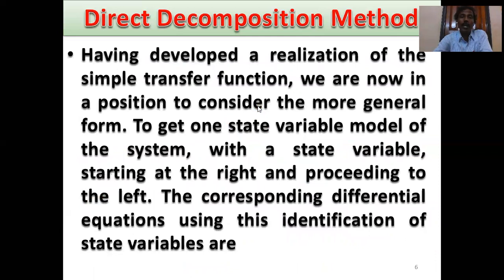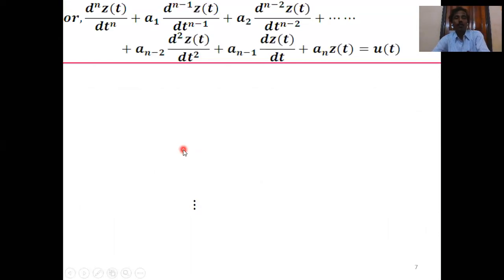Having developed a realization of the simple transfer function, we are now in a position to consider the more general form, to get a state variable model of the system with the state variables starting at the right and proceeding to the left, using the corresponding differential equation and this identification of state variables. That means just put in the state variables and calculate the overall state equation.